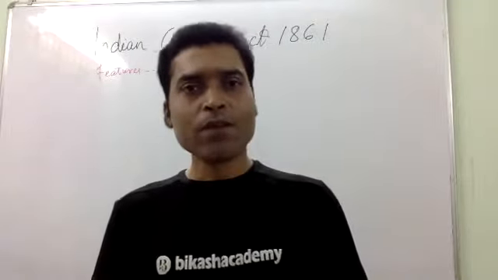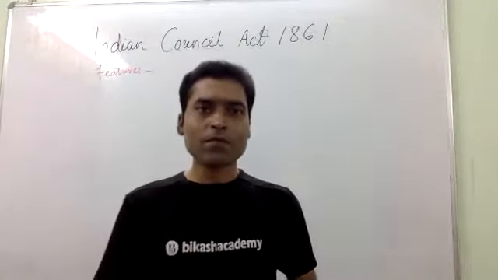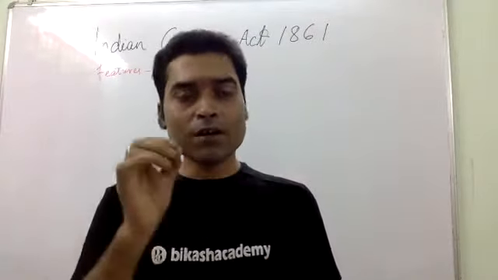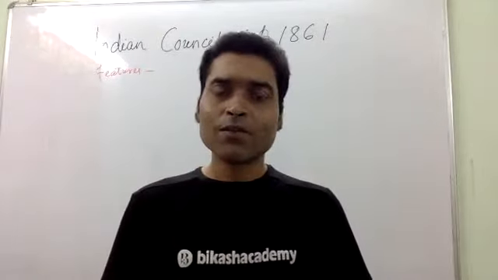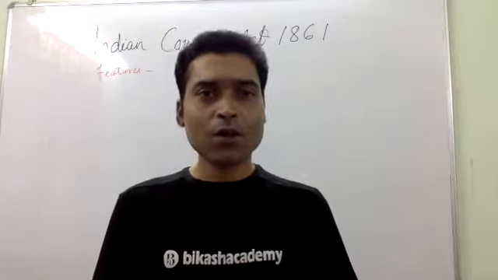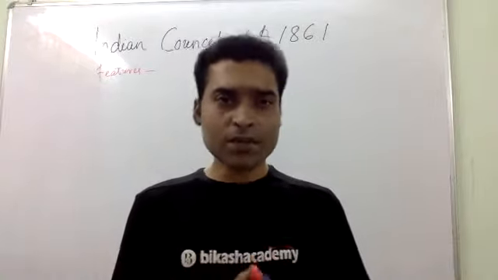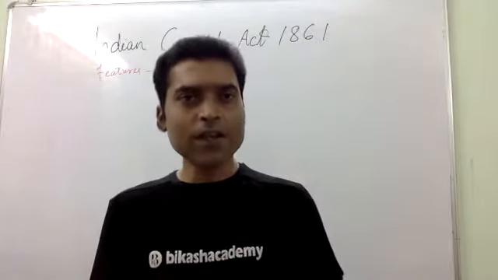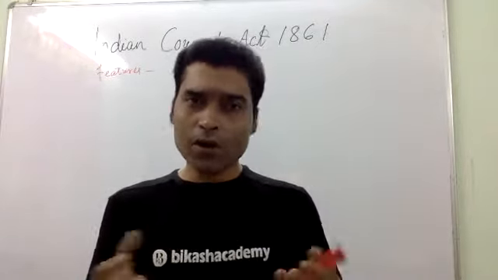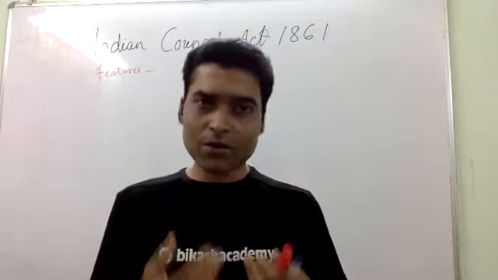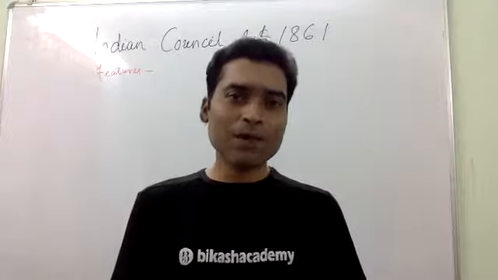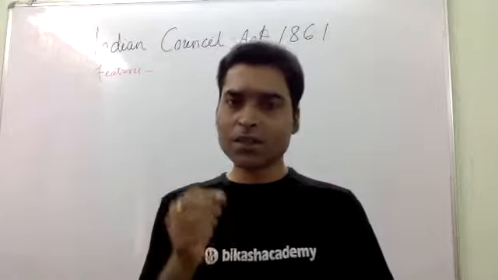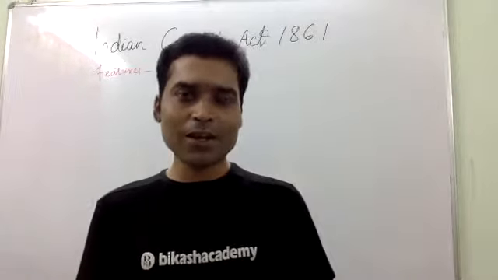Hello friends, in this lesson we will be discussing the Indian Councils Act 1861. Under this Act, we see five major features. First feature is representative institution started for the first time. Secondly, decentralization started. Ordinance also came, and the nominating power of the Viceroy also came, and we'll see many things in this Act. Let's discuss step by step the features of this Act.